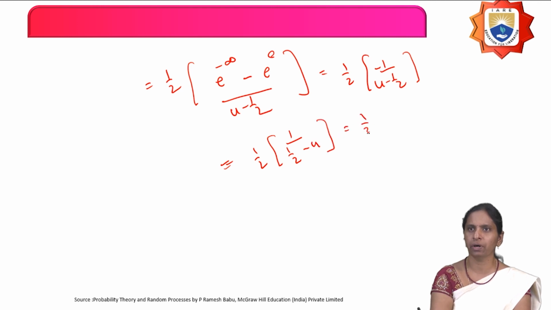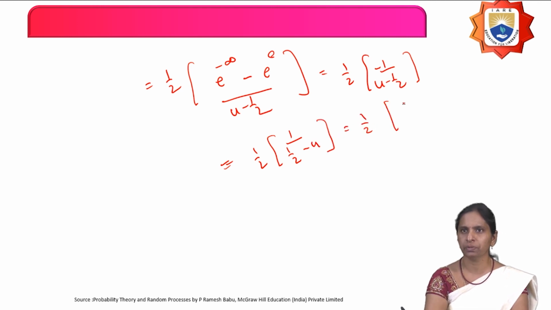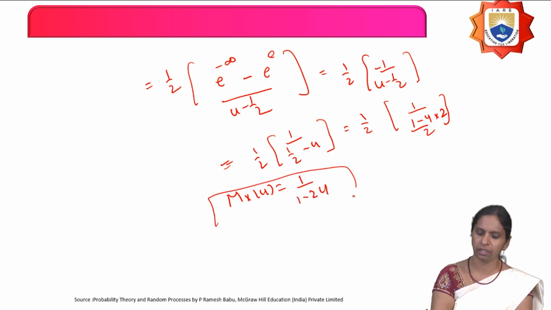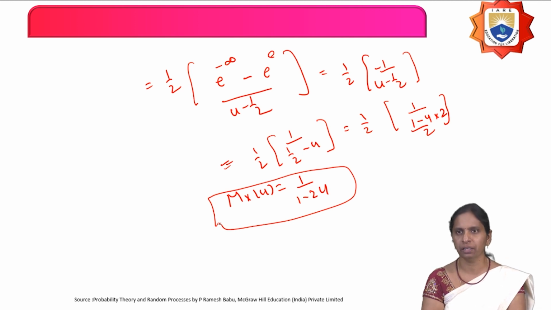That equals 1 by 2 into, if you take the LCM, what can you obtain here? 1 by (1 minus u by 2), that is 1 minus u into 2. So the moment function M_X(u) equals 1 by (1 minus 2u). Like that you can calculate the moment function.